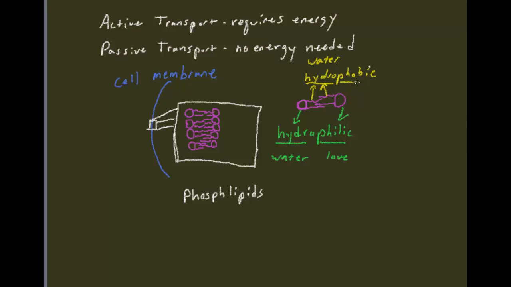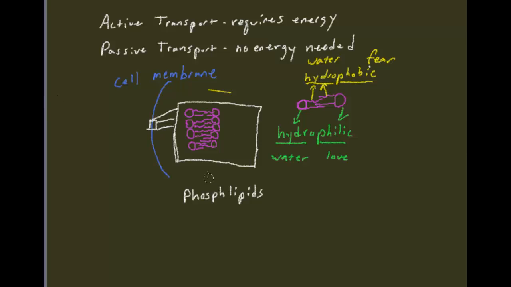But we have phobic. Just like a phobia. What's a phobia? It's a fear. So that means fear. So you've got a head and a tail on these phospholipids, one of which loves water. The head loves water on each side. You have hydrophilic heads, and you have tails that fear water.